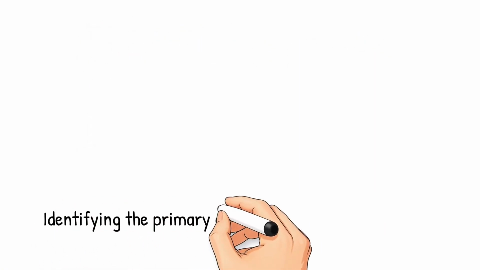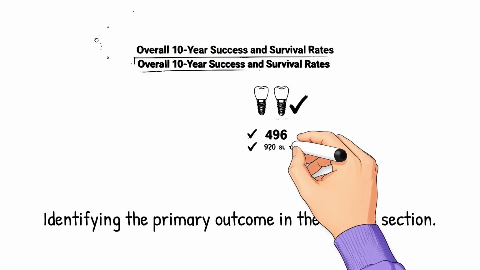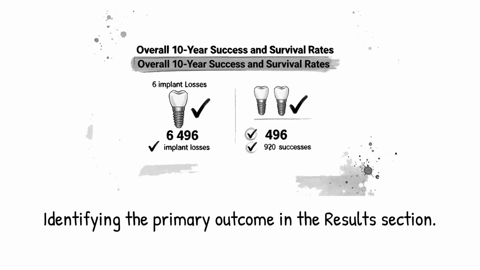Second, the primary outcome. Go back to the aim. Assess the 10-year survival and success rates. Now find it in the results. It's under its own subheading. Overall 10-year success and survival rates. 6 implants lost, 1.2% failures. 496 implants, 97.0% met success criteria.